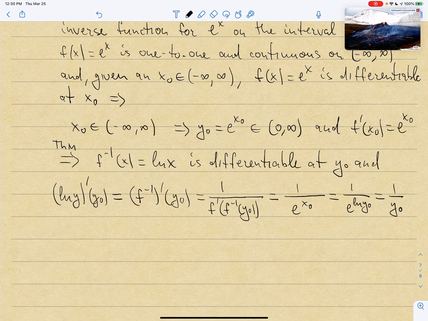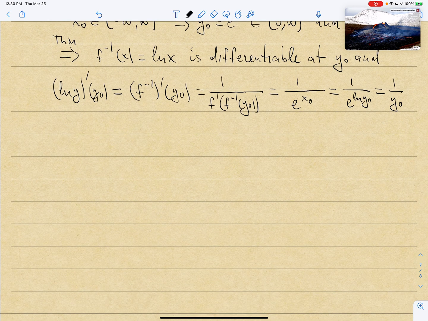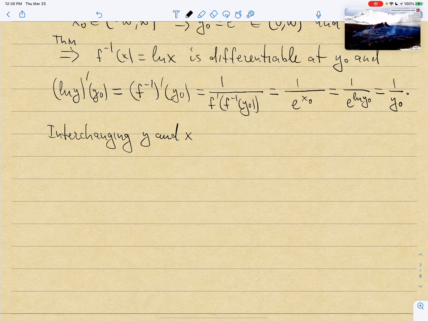One thing that I, again, should be careful about here, because log goes from y-axis to x-axis, I have to write log of y prime evaluated at y0. And so then if the derivative of log of y is 1 over y0, then if I again interchange y and x, we then have that log x prime is equal to 1 over x for all x greater than 0.